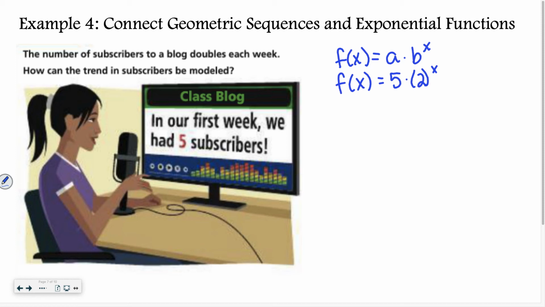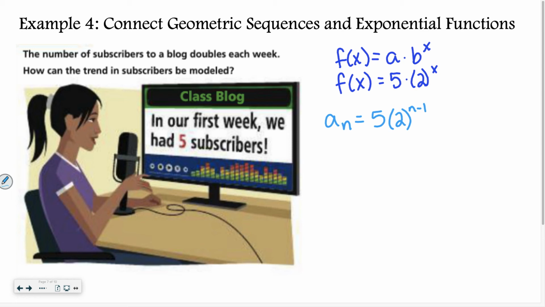Or I could use an explicit geometric formula, and I could say a of n equals my initial amount, my a1 term, times the common ratio, n minus 1. So both of those, you see how they look similar?